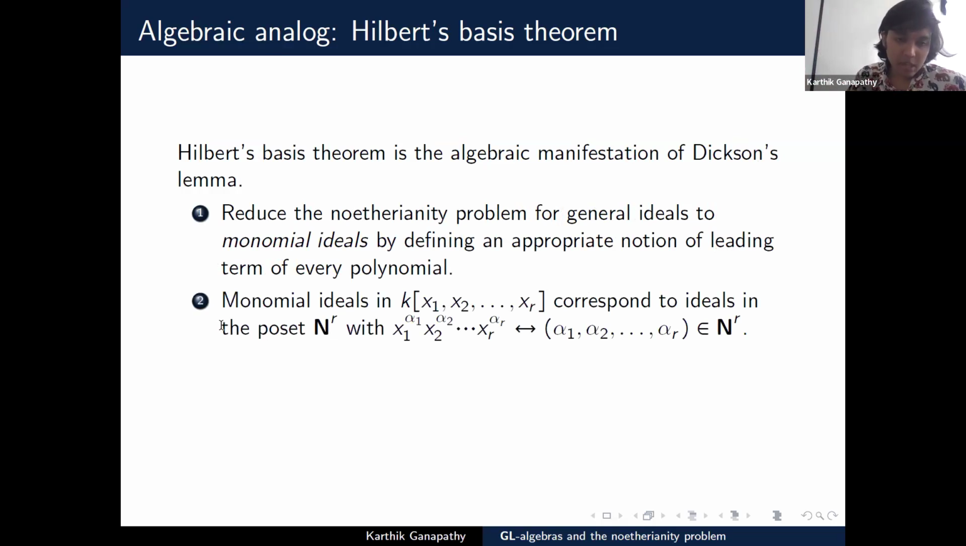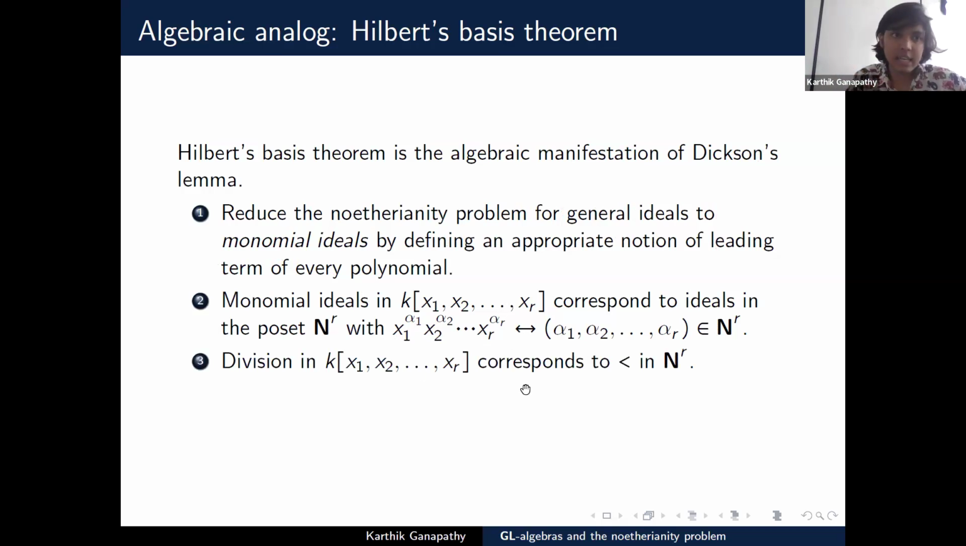Then the key observation here is that if you take a monomial x1 to the alpha 1, x2 to the alpha 2, through xr to the alpha r, you associate to it the point alpha 1 through alpha r, its exponent vector in N to the r. Monomial ideals in the polynomial ring will correspond exactly to poset ideals in N to the r. And division in the r-variable polynomial ring will correspond to the ordering that I've defined.